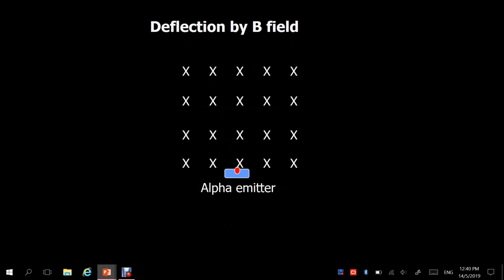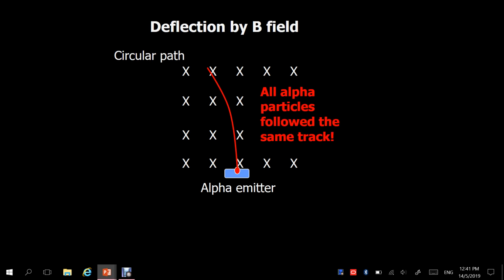Deflection by magnetic field, yes, because alpha particles, when they are moving in a magnetic field using Fleming left-hand rule, there will be a force. So the force on the alpha particle, right, is such that it is always directed towards a fixed point. So it is a circular path. Observation shows that all alpha particles, right, will follow the same track. So the first alpha particle emitted, this is the path. Second, third, fourth, and so on will follow the same track.